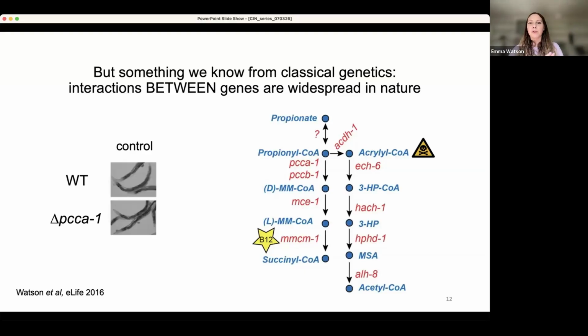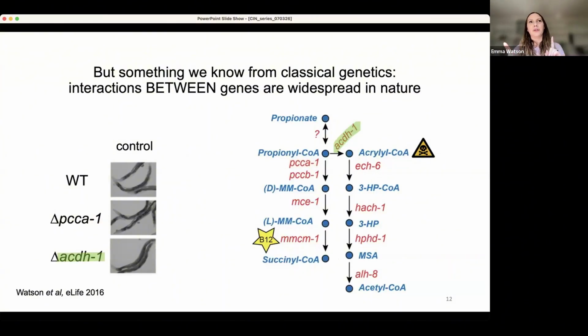And so something we know from classical genetics and from my time in C. elegans, I'm about to show you an example from my PhD, is that interactions between genes are widespread in nature. So here I'm showing you this example from metabolism, whereby we discovered an alternative parallel propionate breakdown pathway in C. elegans. And so what happens when you knock out genes in the canonical pathway, worms are okay because they have the other pathway. Likewise, if you knock out genes in the other pathway, again, worms are okay. They have the canonical pathway.